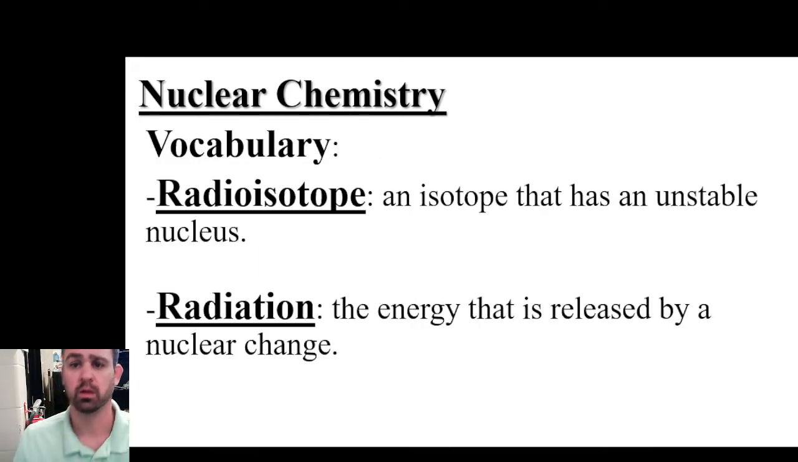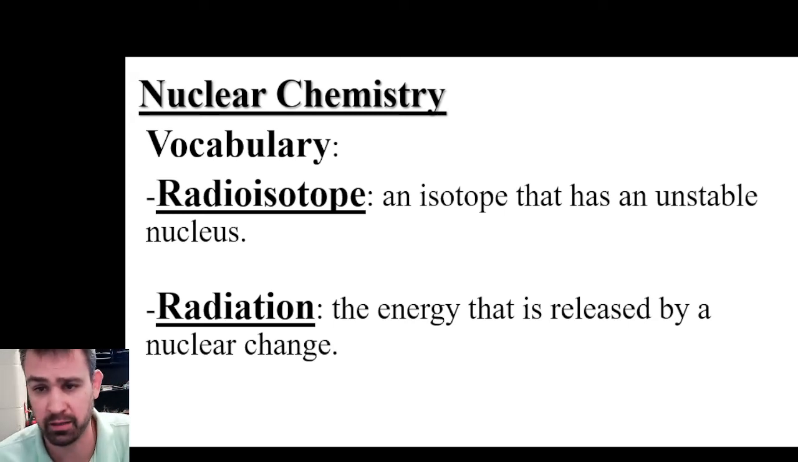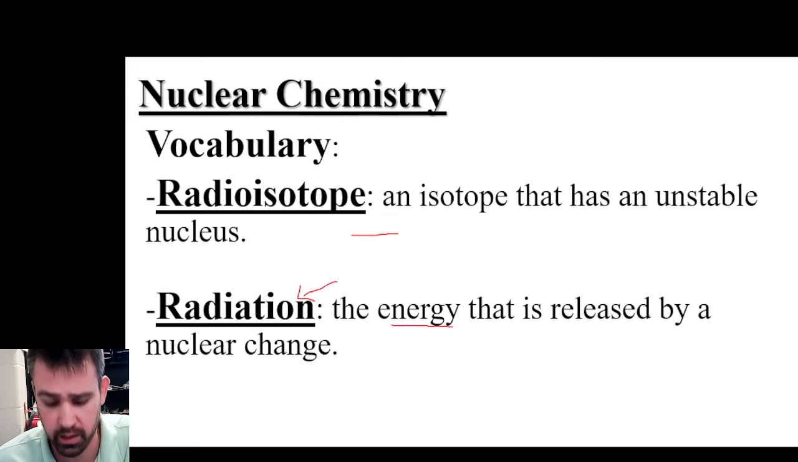So these are some nuclear chemistry vocab words. Radioisotope: an isotope that has an unstable nucleus. Radiation: the energy that is released by nuclear change. Because these things up here are unstable, they're going to give off some type of energy called radiation.